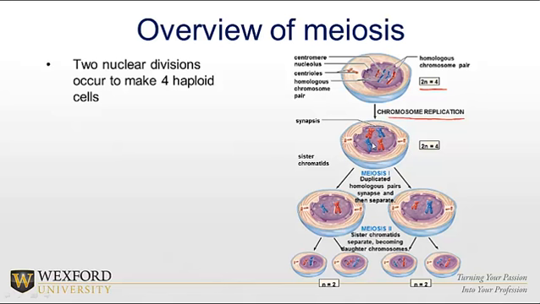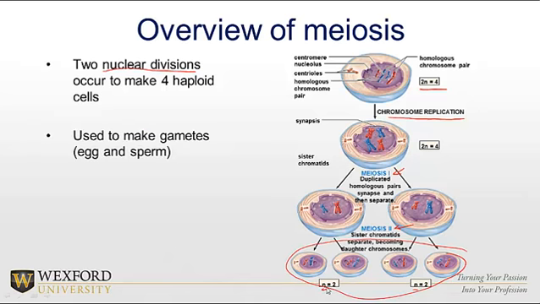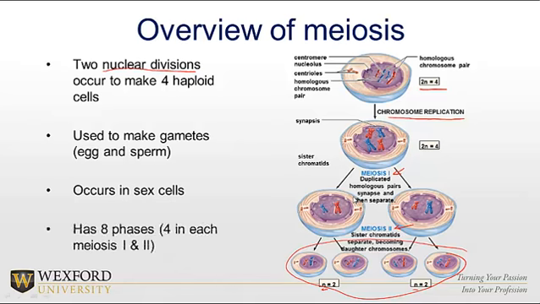So in meiosis, once again, there are two nuclear divisions. Here we have meiosis 1, the first. Here's meiosis 2, the second. Two nuclear divisions, making 4, look down here, haploid cells. Haploid n, not 2n. Once again, the whole point here is to make those sex cells, those gametes, the egg and the sperm. It occurs in sex cells, which should once again be obvious, and once again has 8 phases.